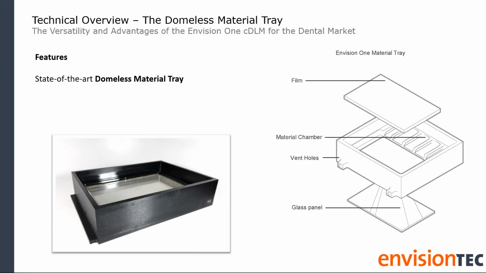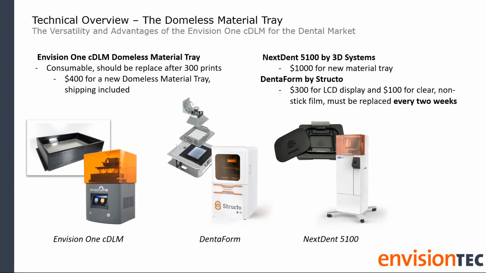The light is projected through this glass panel, through the oxygen chamber, through the film, past the oxygen-rich liquid zone, and onto the resin in the material chamber. The Envision One cDLM's domeless material tray is a consumable and should be replaced after 300 prints in order to maintain optimal printing conditions. The replacement domeless material tray is about $400 and shipping is included.